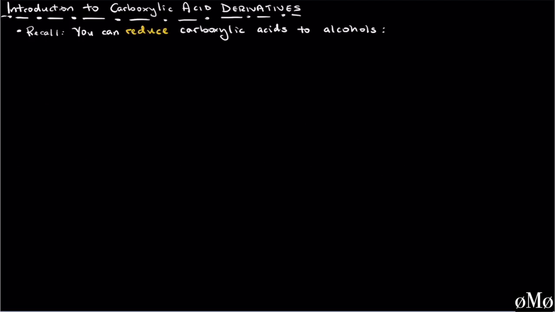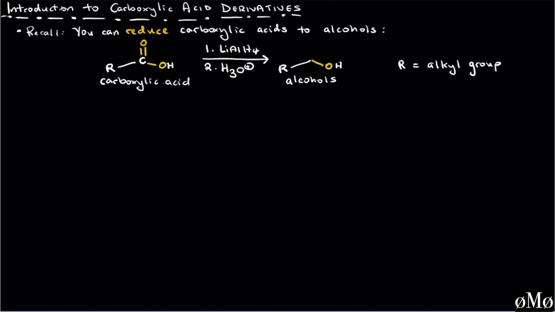So recall that you can take a carboxylic acid and reduce it all the way down to an alcohol. And this can be readily done using lithium aluminum hydride as your hydride reducing agent and then protonating it with some kind of acidic source or some proton source, and you will get your alcohol.